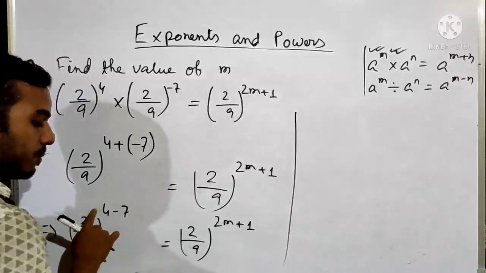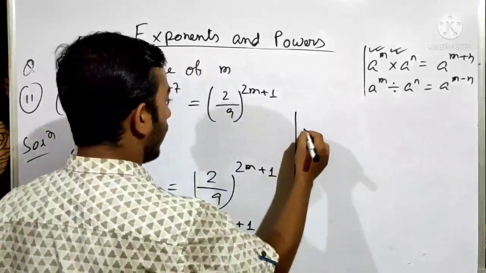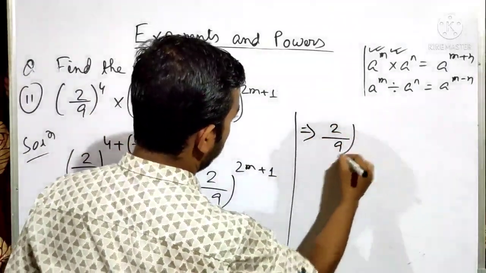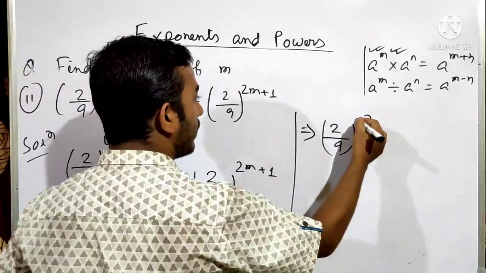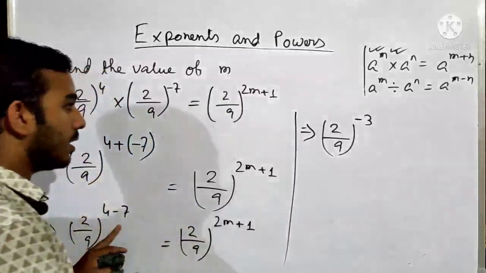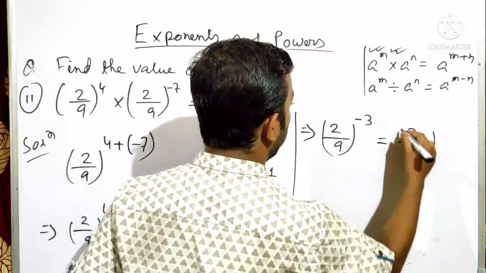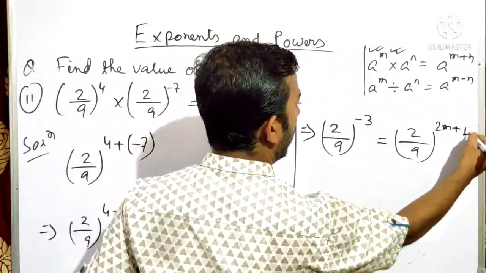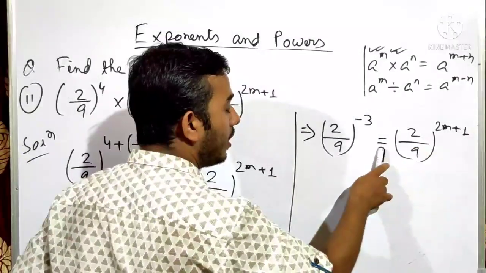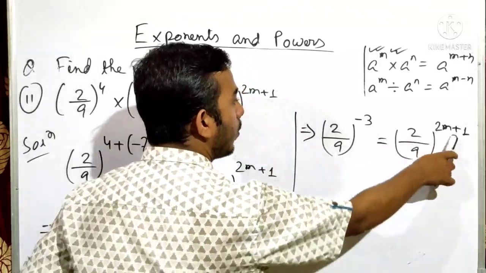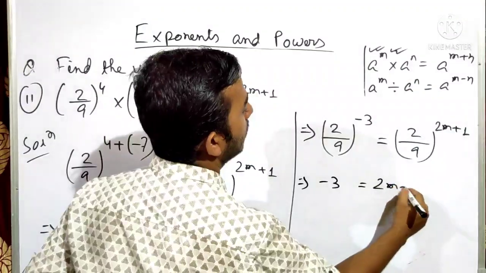How? This 4 is plus, isn't it? So plus minus is minus, 7 minus 4 is how much? Okay, let me write one more step. This one is plus, plus minus is minus, 7 minus 4 is 3, isn't it? Now we will take the sign of the greater number. Here the greater number is 7 and 7 is negative. So it is 2 by 9 power minus 3 equals 2 by 9 power 2m plus 1. Now understood how this minus 3 came? Clear? Now the base is the same, we have an equal sign in the middle, so minus 3 equals 2m plus 1.